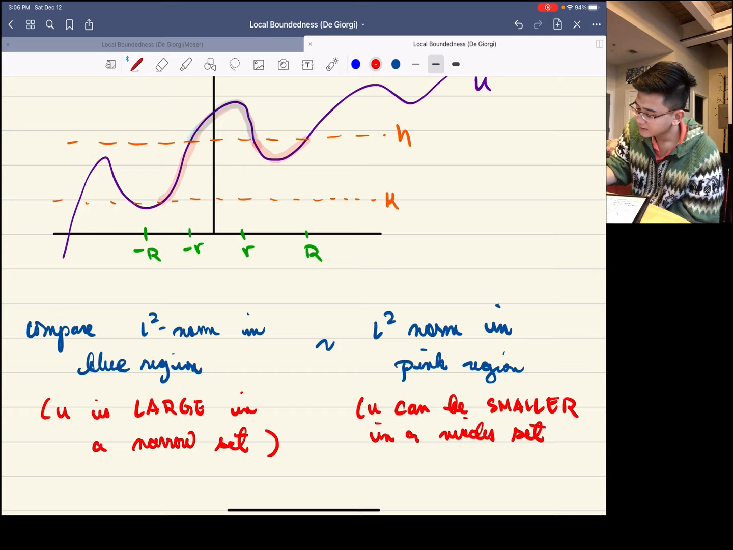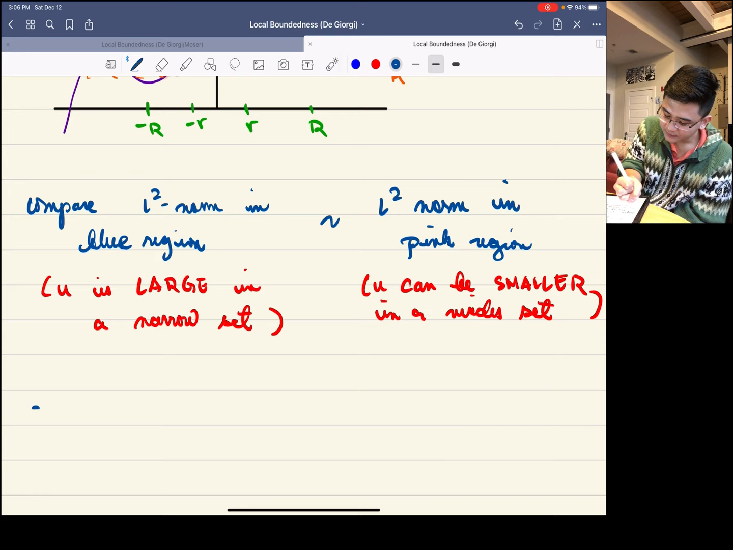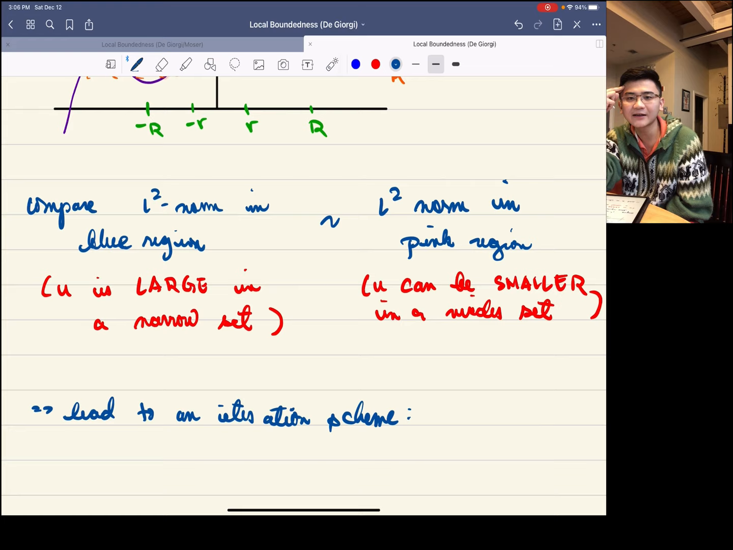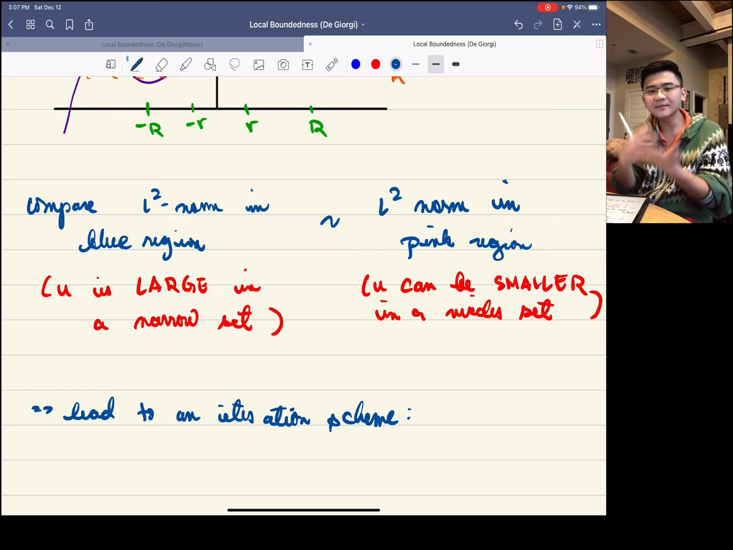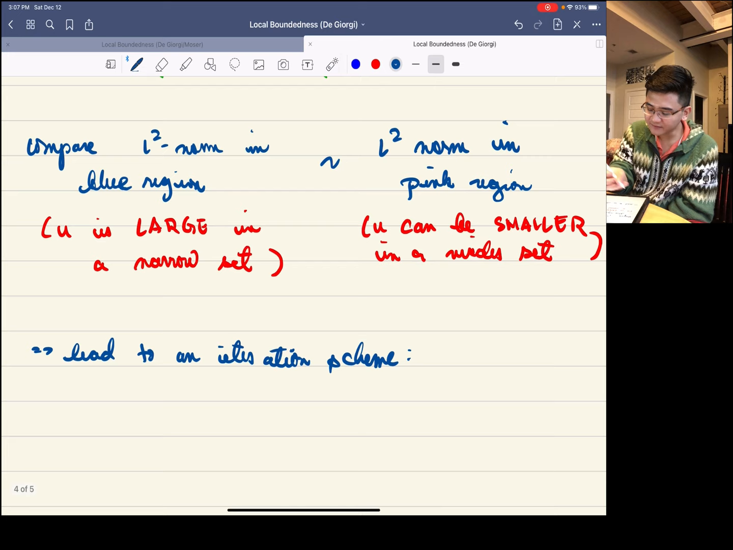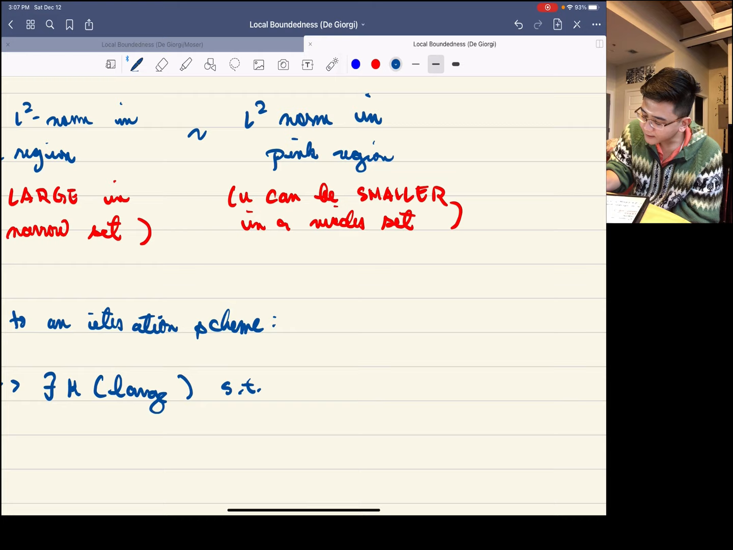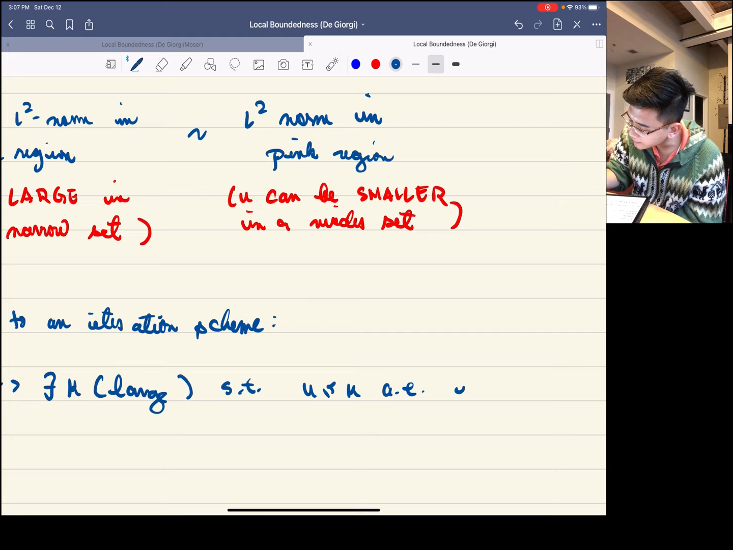Now, making this precise through the use of estimates, this would actually lead to the iteration scheme, where you would have a sequence of R sub j's that are monotone, and some k sub j's that are also monotone. So there's going to be some kind of technical argument, an iteration of some sort. It kind of feels like a cascade, but we're going to see later. But because of this iteration scheme, one can show the existence of a large k such that, for the proof today, u is going to be less than or equal to k almost everywhere in B1/2. So this is really the idea.